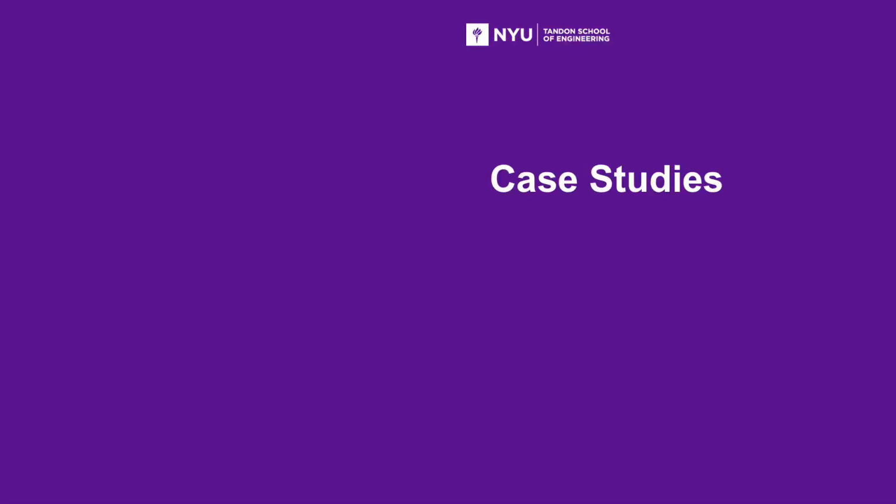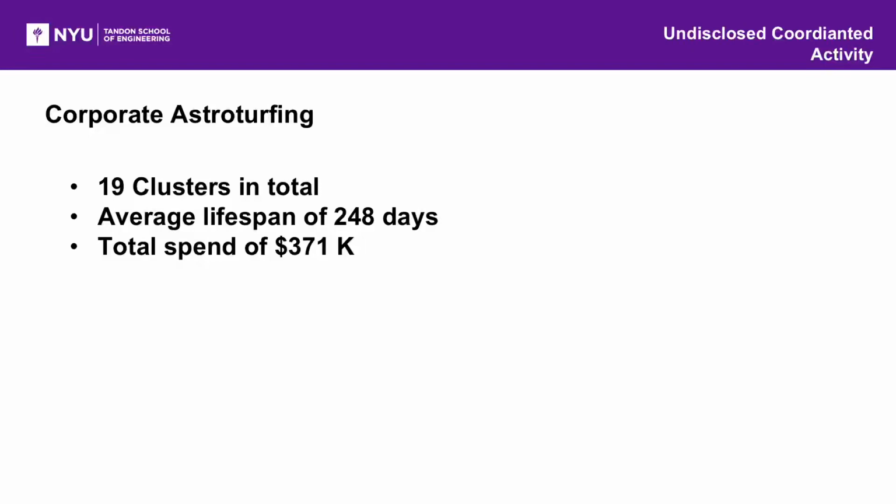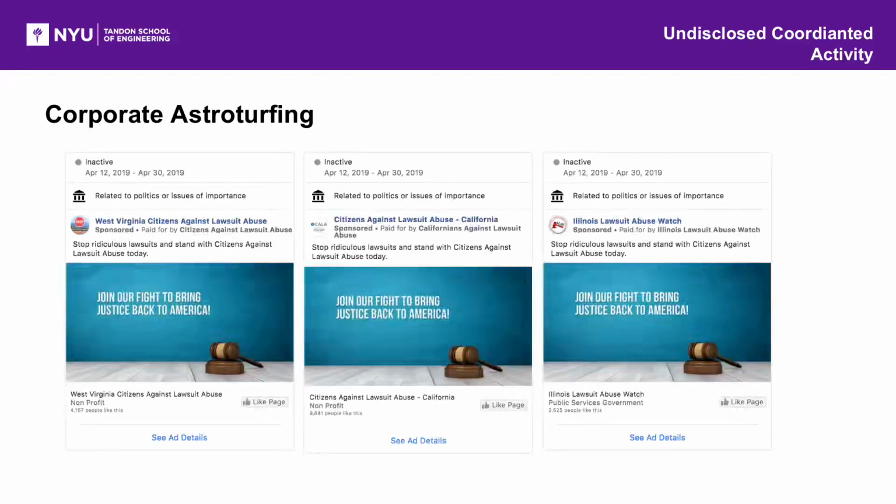So unfortunately, now I need to move on to case studies of some of the less benign patterns that we saw. So first, we found corporate astroturfing. This is pretty predictable and is certainly not unique to social media. We found 19 clusters of corporate astroturfing pages with an average lifespan of 248 days and a total spend of $371,000. So here are ads from various citizens against lawsuit abuse groups that try to create the appearance of being a local grassroots group, but they all sort of function together.